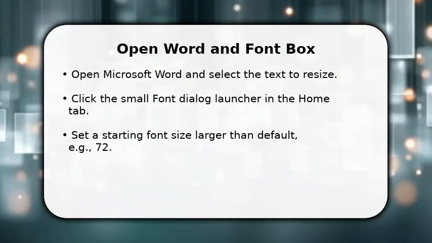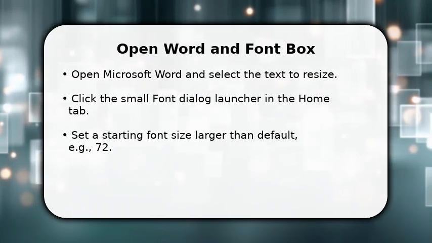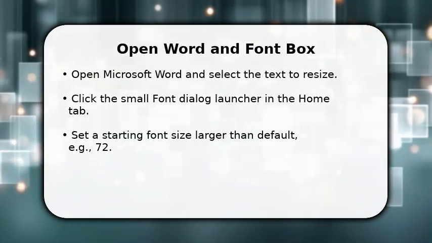You begin inside Word with your document open and the text selected. Click the tiny font dialog launcher in the Home ribbon to access more options. This gives you control beyond the ribbon presets.